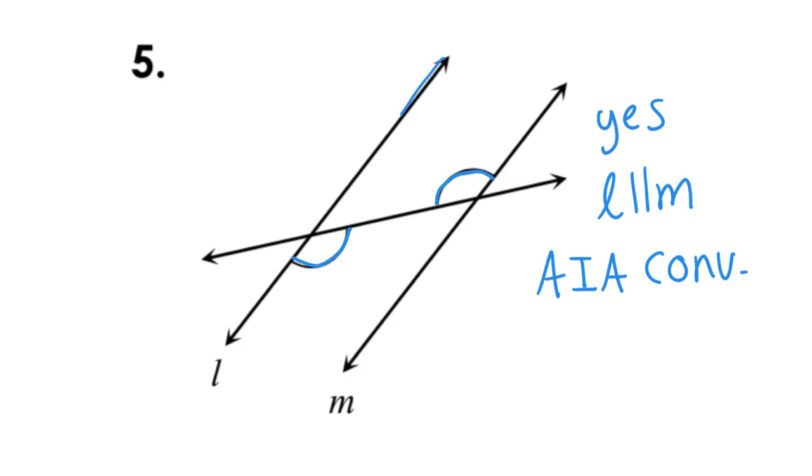Because they're inside of these two lines, so they're inside. And they're on alternate sides of our transversal. All right, number 6.